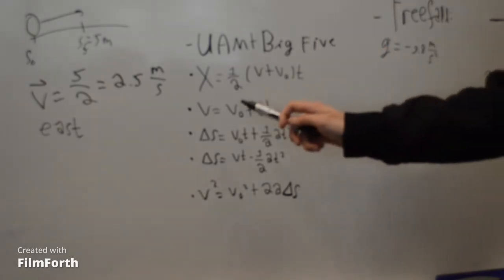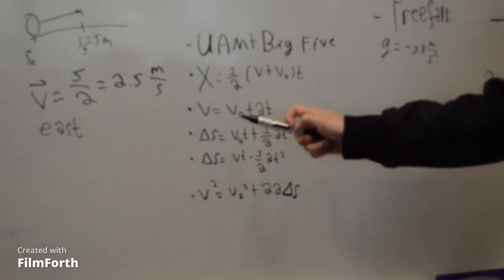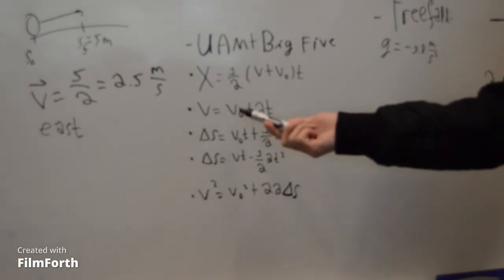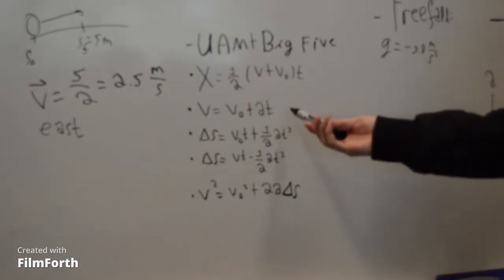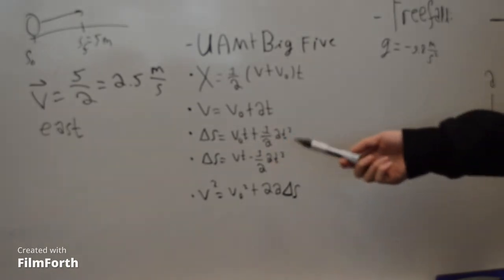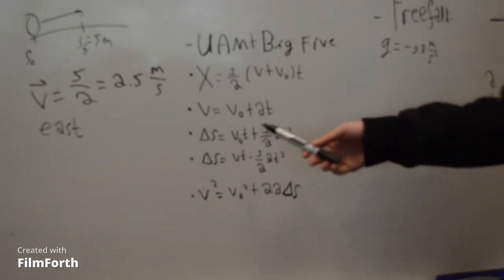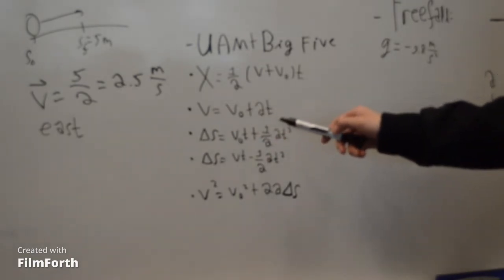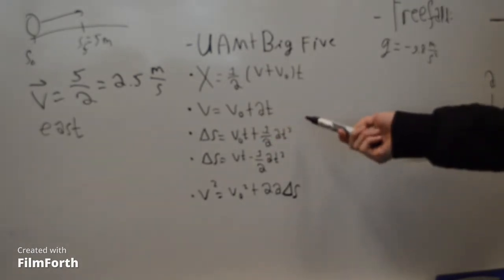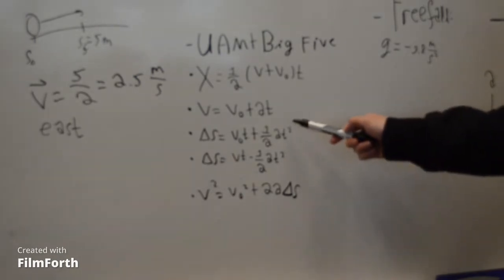The second equation, which you would use when not given the change in spatial position, is final velocity equals initial velocity plus the acceleration times time. The third equation, when you don't know what the final velocity is, is change in spatial position equals the initial velocity times time plus one half multiplied by acceleration times time squared. The next equation will be very similar to this equation.